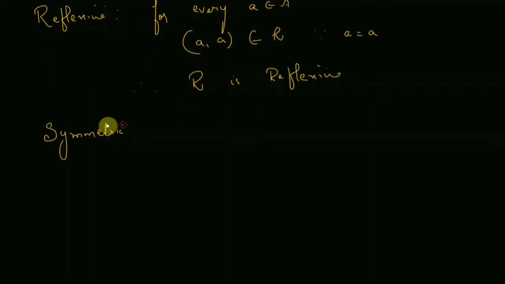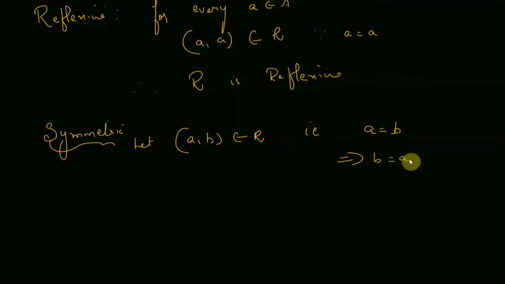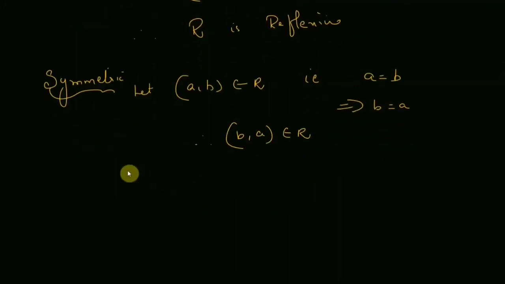Is it symmetric? We have to check whether the relation is symmetric. What is the definition for symmetric relation? If AB belongs to R, the reverse pair BA should be there in R. AB belongs to R. What is the condition? AB belongs to R if A is equal to B. If A is equal to B, then B will be equal to A. Isn't it? That means BA belongs to R. So AB belongs to R, BA belongs to R, therefore R is symmetric.